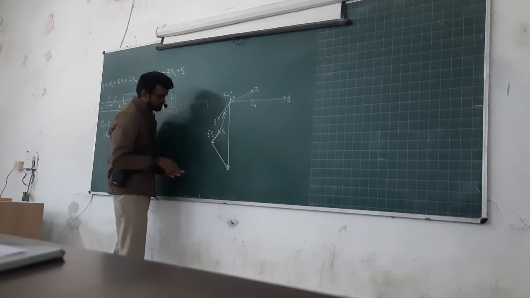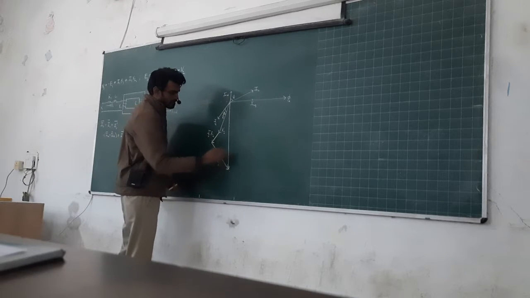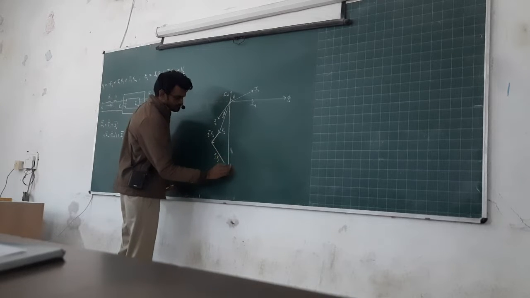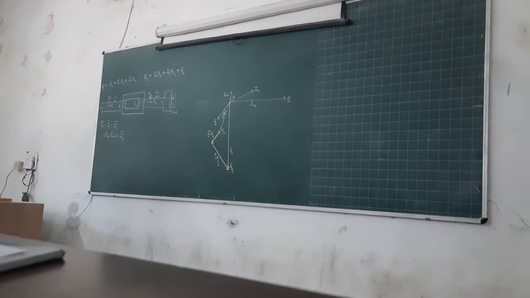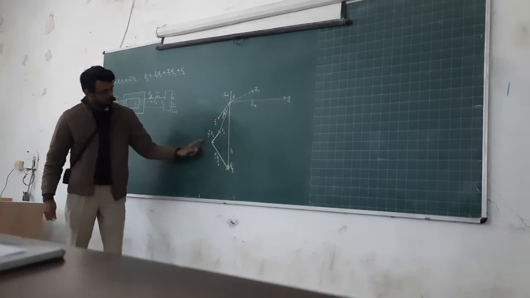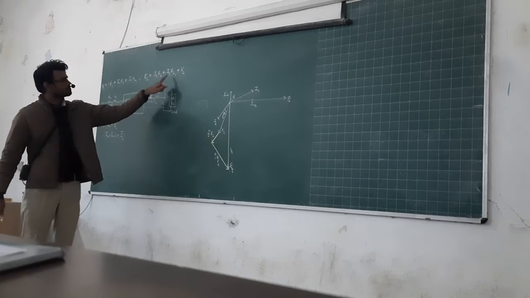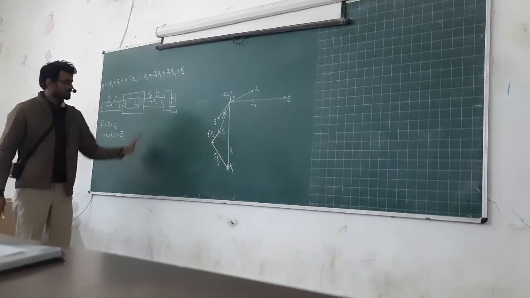So this is the I2 XL2 and this one is E2. Okay. So now see the phasor diagram. E2 is equal to V2 plus I2 R2 plus I2 XL2. Okay, this is the addition on the secondary side.